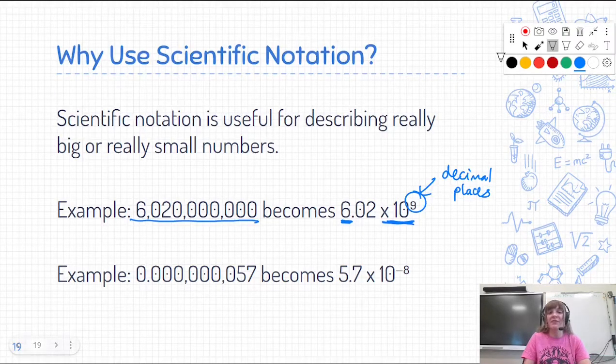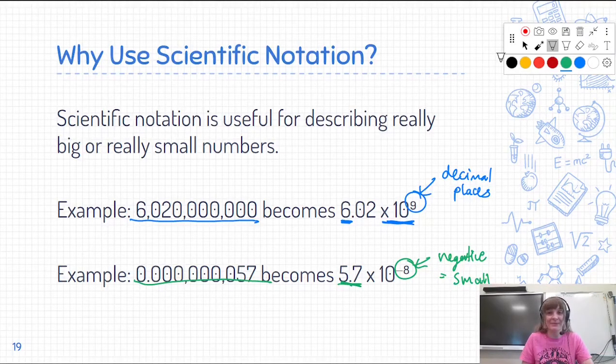Conversely, if we have a really, really small number like this one down here, let's use a different color. Let's use green here. Like here, it becomes this number with our exponent being negative. So whenever you have a negative exponent, that means it's for a very, very small number.